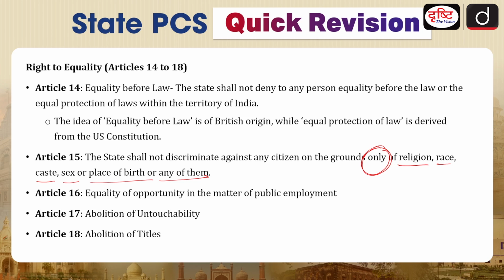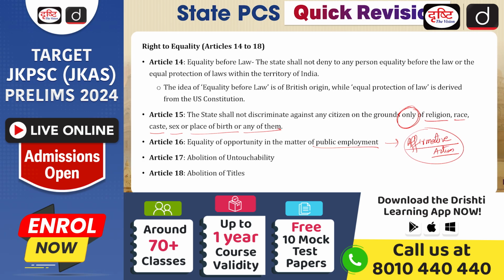Article 16 is talking about the equality of opportunity in matters of public employment. This is basically the article from where you take affirmative action. Affirmative action means that we are going for specific provisions for reservation, etc. These are basically affirmative actions. Consider this as the source of the authority.